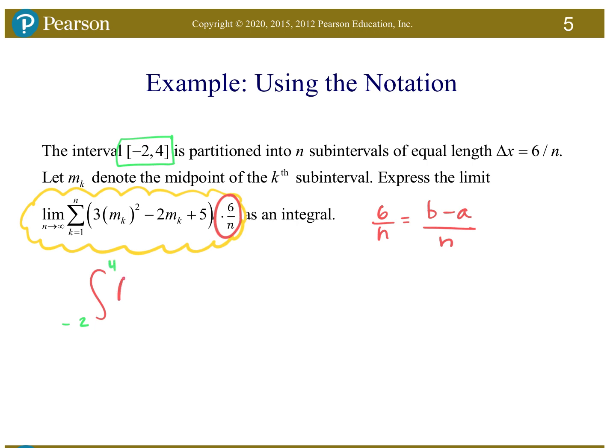Our function is 3x squared minus 2x plus 5. And then we are working relative to the dx term. And so as you convert from the limit notation, the Riemann sum notation, into an integral notation, notice that the number 6 is not anywhere in the integral itself. The number 6 came from the space or the distance between the bounds. And so you're not going to see a number 6 in your integral like you would in the limit notation.